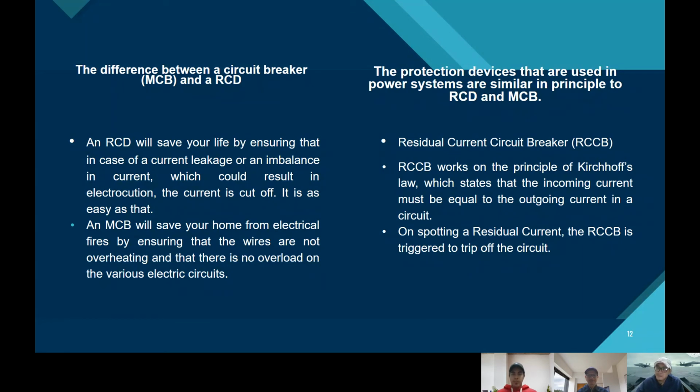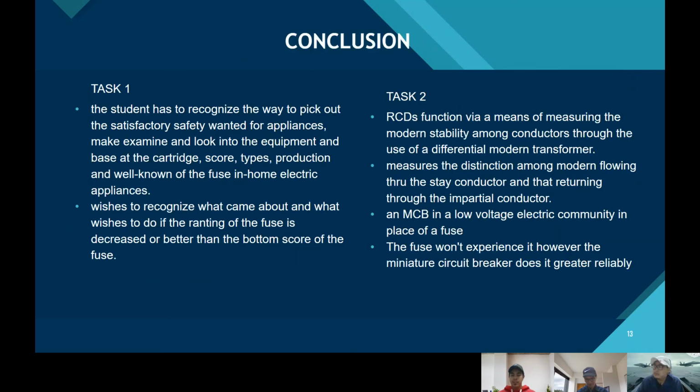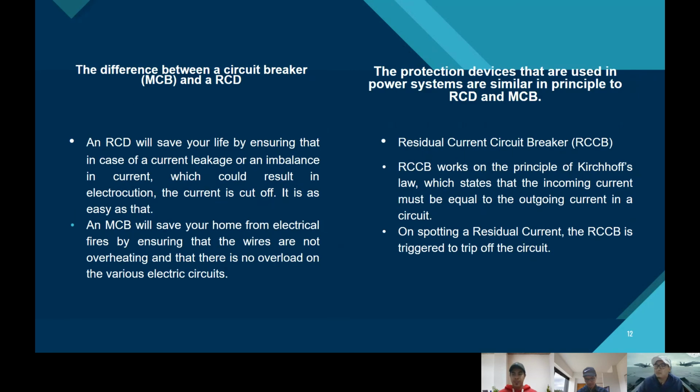Next question is the protection device that is used in power system that is similar in principle to RCD and MCB. So we choose residual current circuit breaker, RCCB. RCCB works on the principle of Kirchhoff's law, which states that the incoming current must be equal to the outgoing current in a circuit. Next, on spotting a residual current, the RCCB is triggered to trip off the circuit. That's all from me.